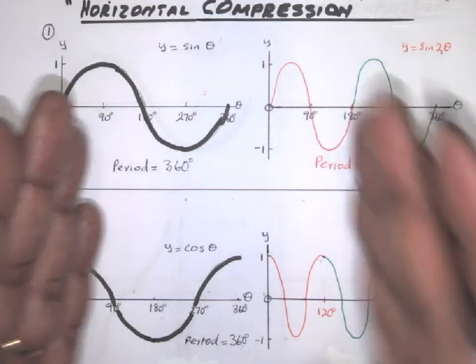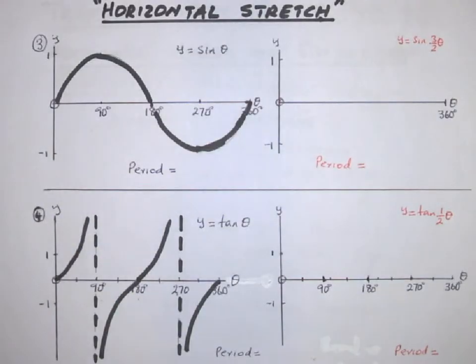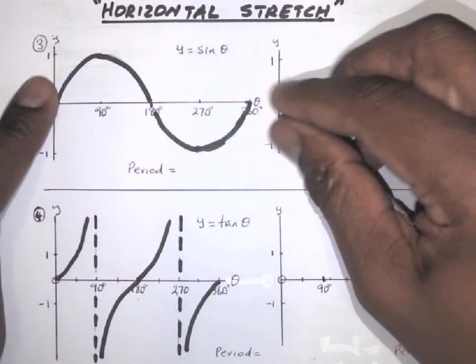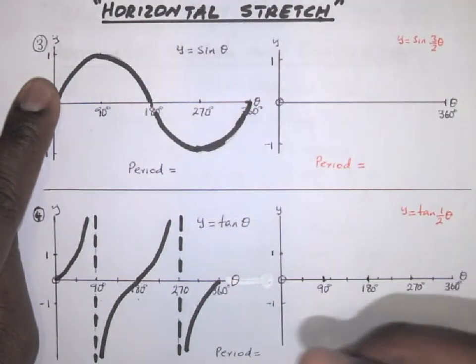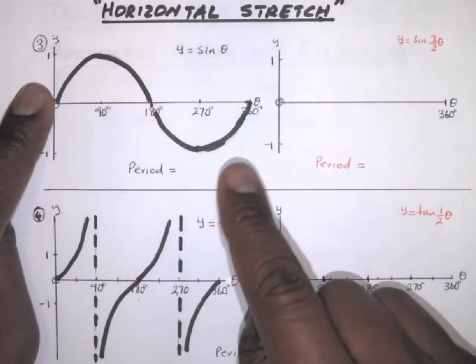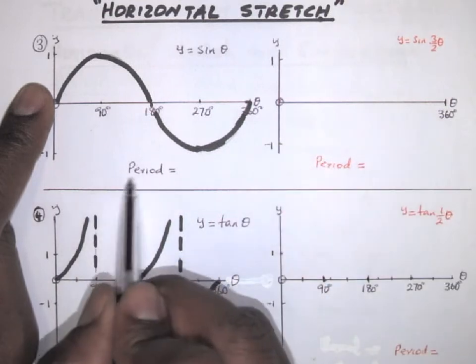That was about compression. But another one that we spoke about was stretch. So when we are stretching now, it means that we must stretch it. So I'm holding here, I'm pulling it like that. So if I'm pulling it like that, where will the complete graph stop? Or what would be the period? First, let's look at the period of this one.